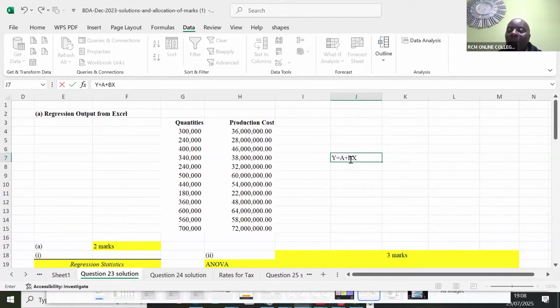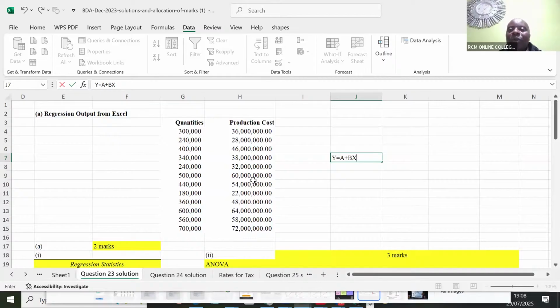So then when they tell you to come up with a regression model, what they would expect you to do first of all is to get the values of A and B. So let's get the values of A and B. How do we do this? Not manually. Remember, this question was tested in December 2023.